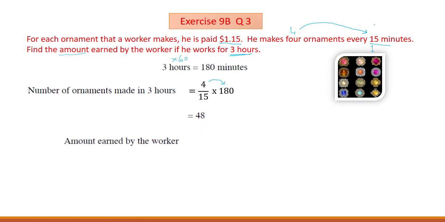Now the amount earned by the worker. These are the number of ornaments. The cost of one ornament, for which the worker is paid, is $1.15. So we will multiply this number of ornaments by this amount. So 48 multiplied by 1.15, and the answer will be $55.20. That is the amount earned by the worker.